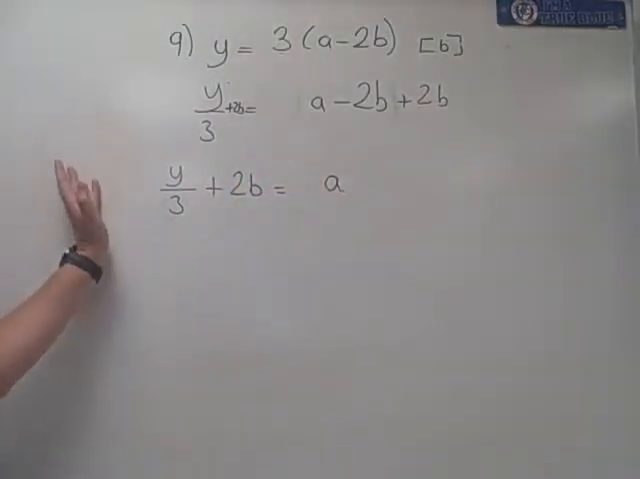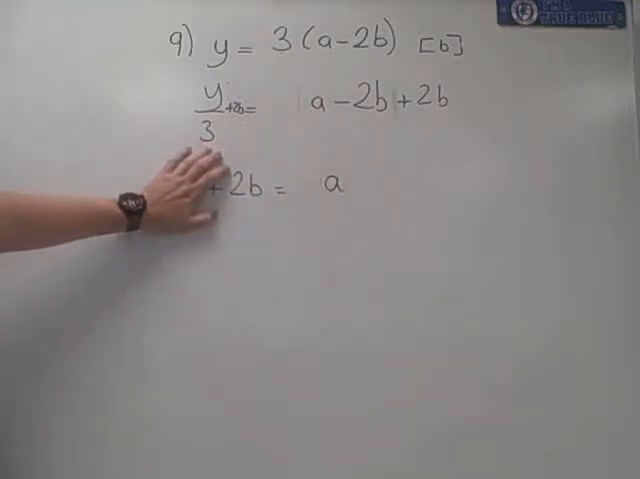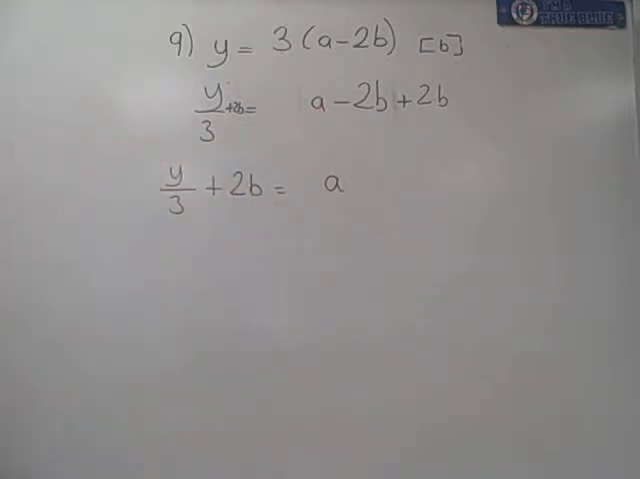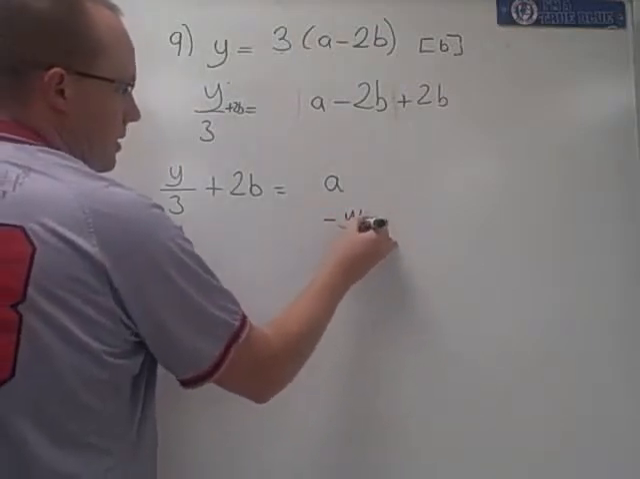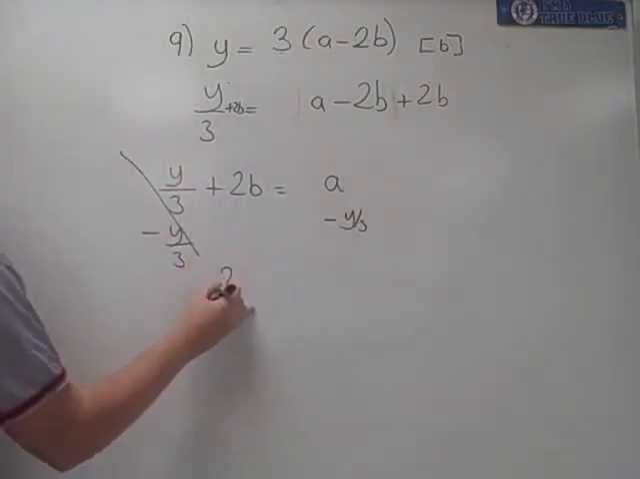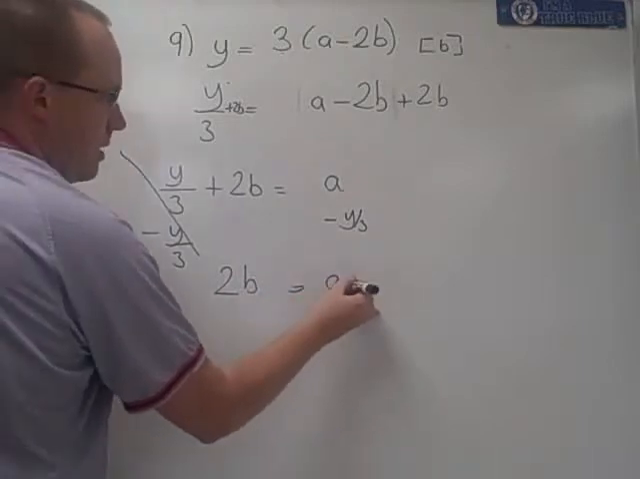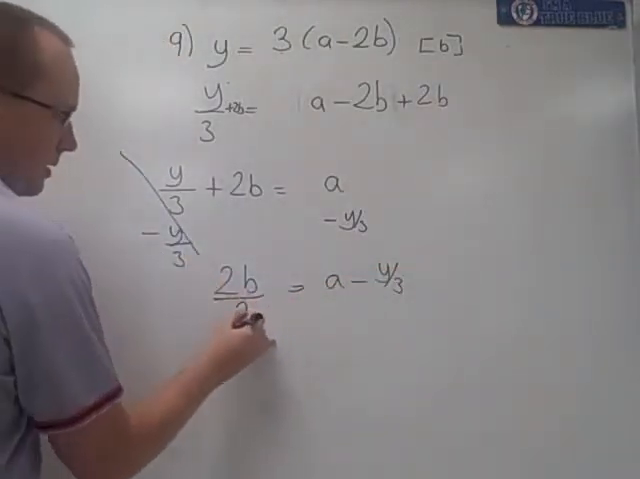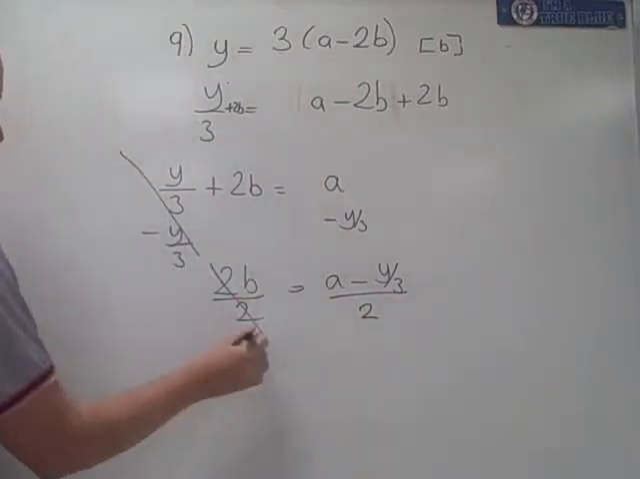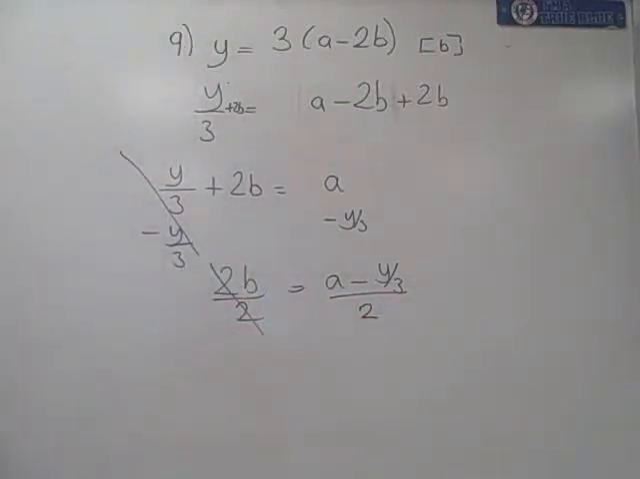Now I can start bringing terms back to the other side. So I'm trying to get the 2b by itself. So positive y over 3, if I subtract y over 3 from both sides, then this will cancel, and I'll get 2b equals a minus y over 3, and then divide both sides by 2. That will cancel, and b equals a minus y over 3 divided by 2.